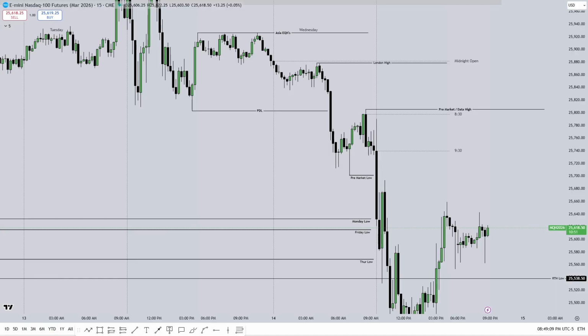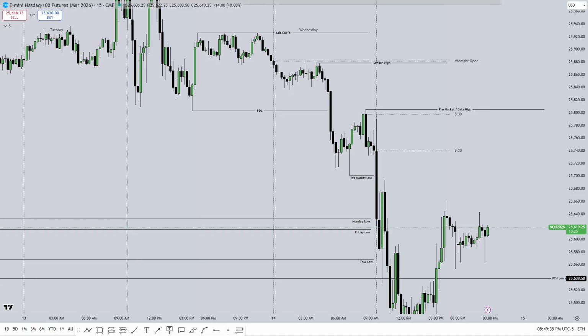The hourly I use to determine my bias with structure, right? What hourly PD arrays and what does order flow look like on the hourly time frame, and then is the 15-minute time frame supporting that? And I use the 15-minute time frame to determine my pools of liquidity, and that's going to be primarily session liquidity and equal lows or highs.